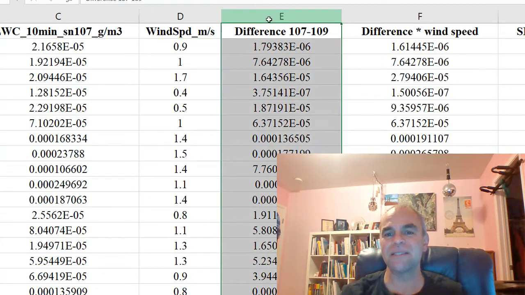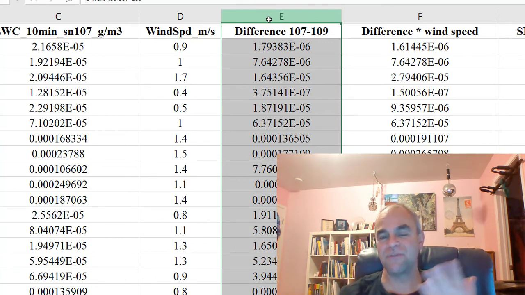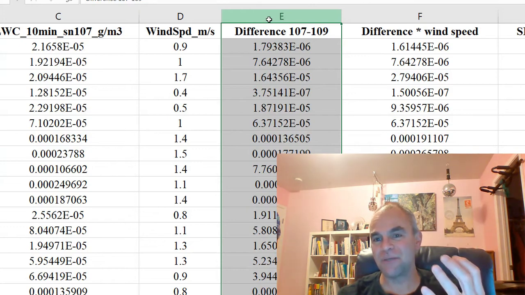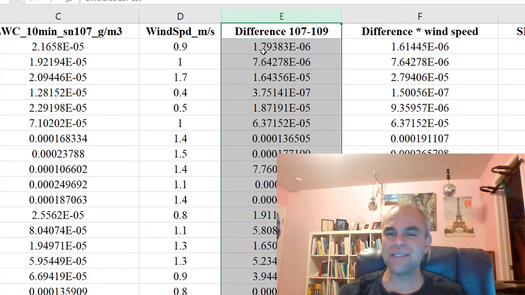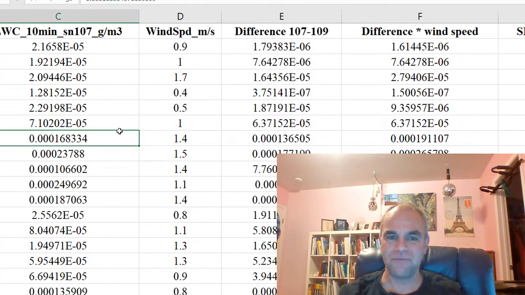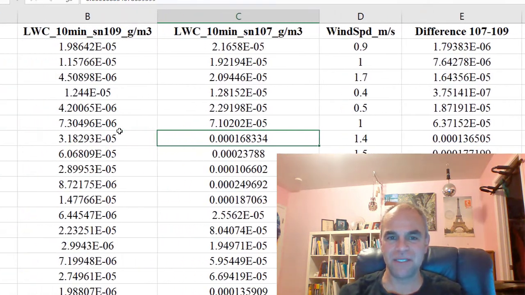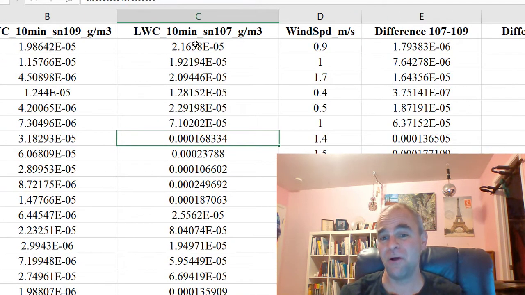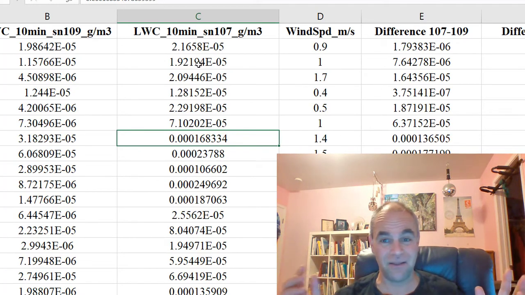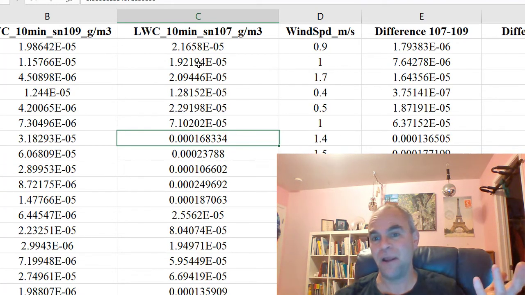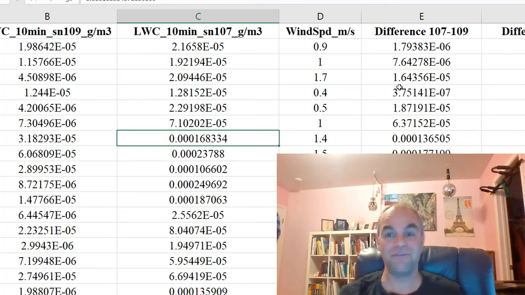Column E represents the difference between the two FM-120 fog collectors in terms of the amount of water per cubic meter, grams per cubic meter, that were recorded over that 10-minute interval. All right, so it's the difference between them. Notice these numbers are really small right here. And of course, notice that the actual numbers in grams per cubic meter are also really small. We're talking 10 to the minus fifth grams in a cubic meter. That's not a lot of water. It's basically clear air. You can't see any of that. It's not fog yet.